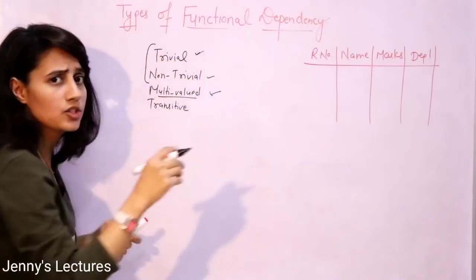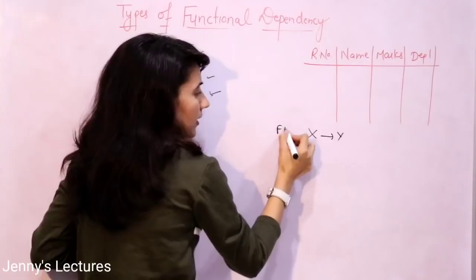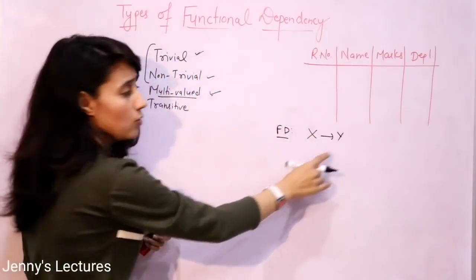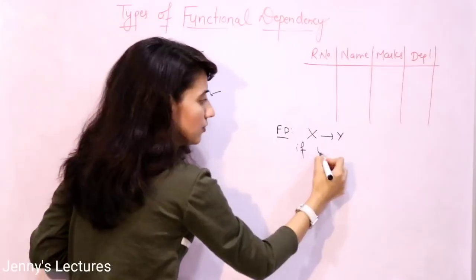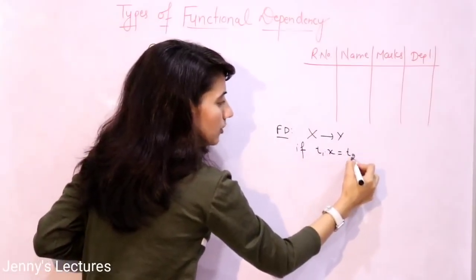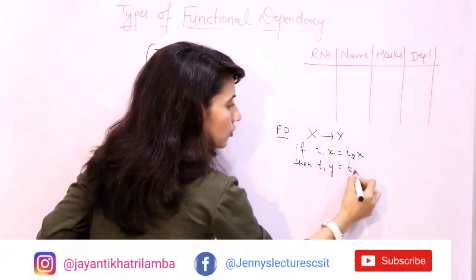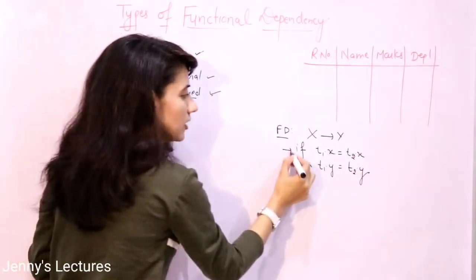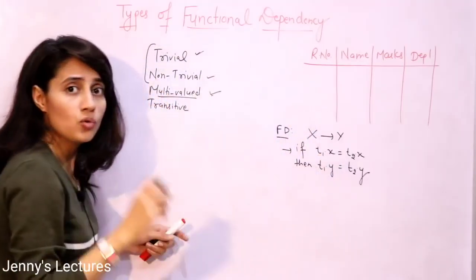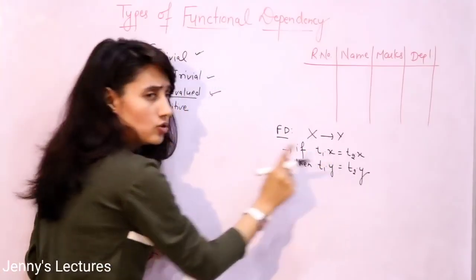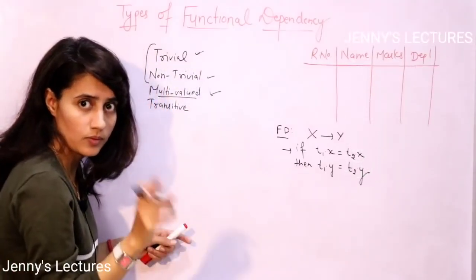Now what is trivial functional dependency? What is functional dependency? When I write X determines Y, it means X is determinant, Y is dependent, X determines Y. So here the condition is what? If t1.X equals t2.X, then t1.Y must be equal to t2.Y. If in any two tuples the X value is same, then for those tuples the Y value must be same. If this condition is not true, then we don't care about this condition. This condition may be true or may not be true, right?